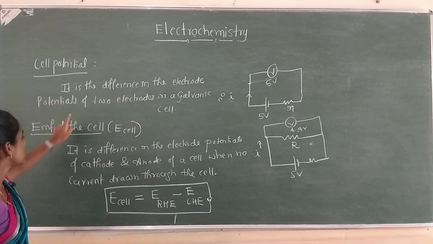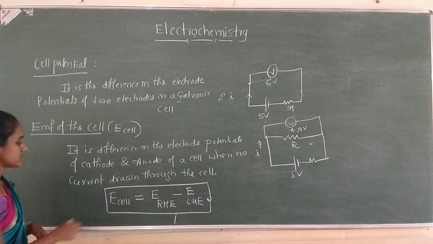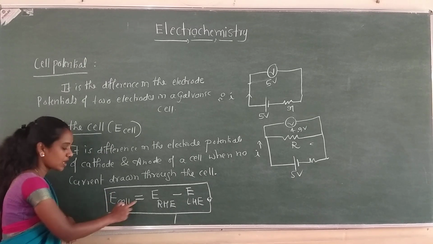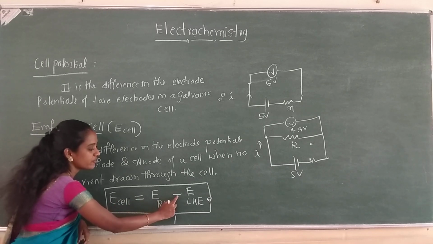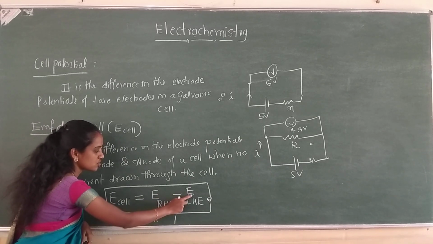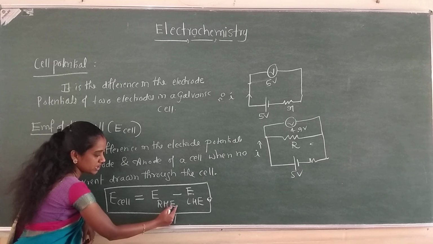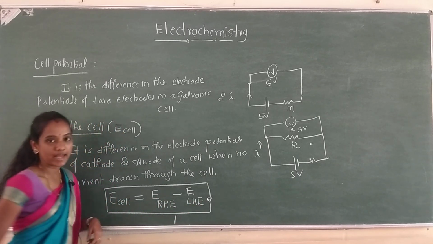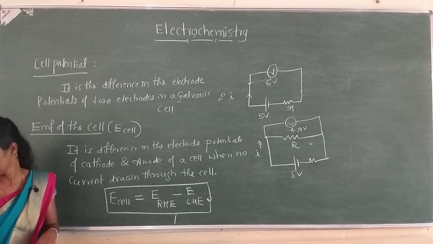So cell potential and EMF of the cell are denoted by the symbol E cell. What is the formula? E cell is equal to the difference in the electrode potentials of the right hand electrode, nothing but cathode, and the left hand electrode, nothing but anode. Clear?